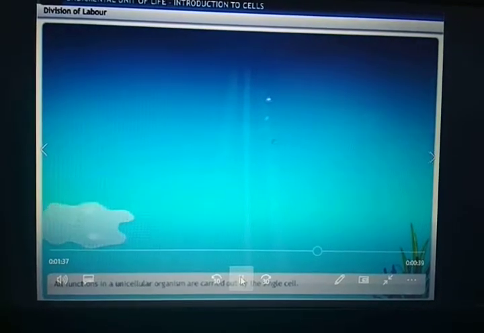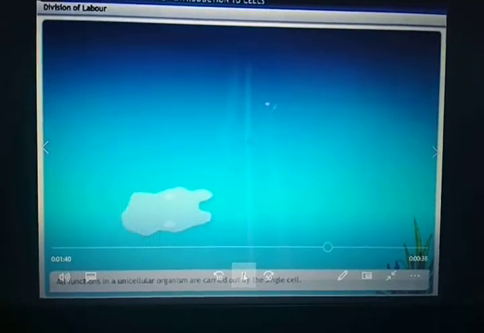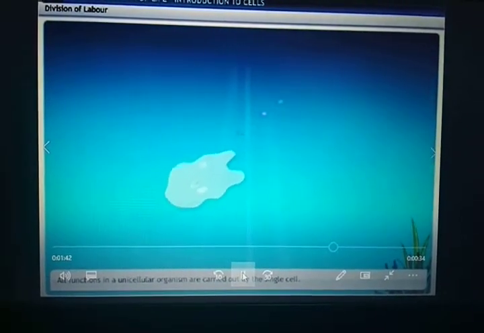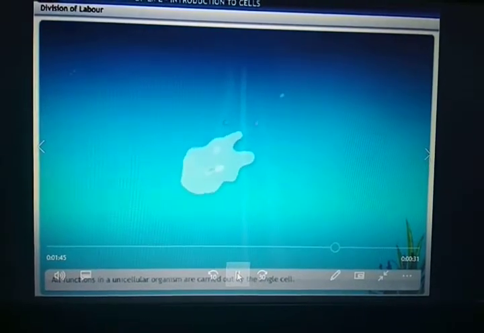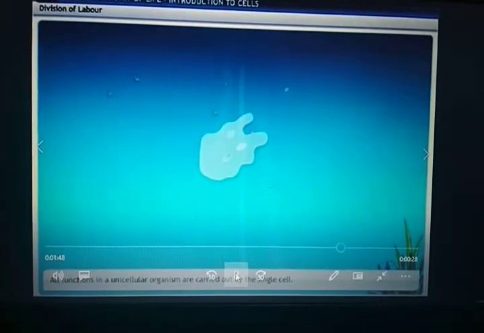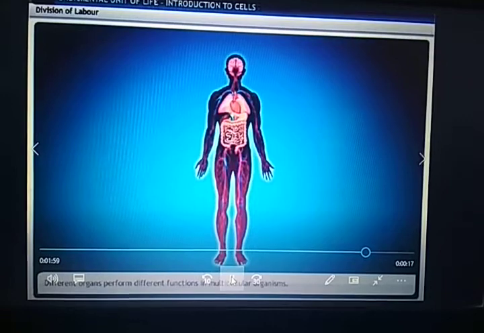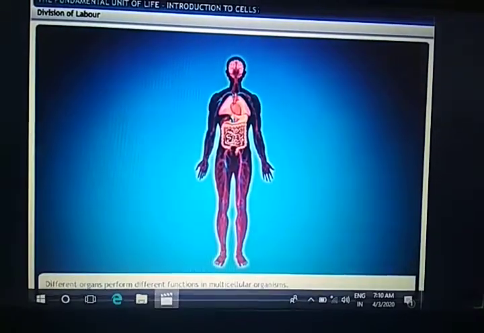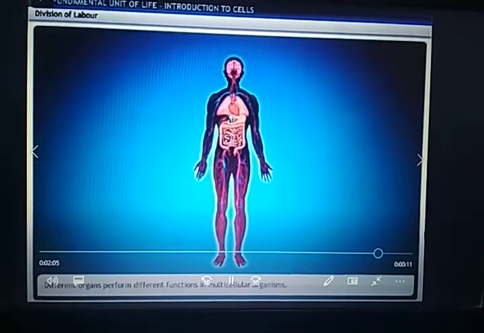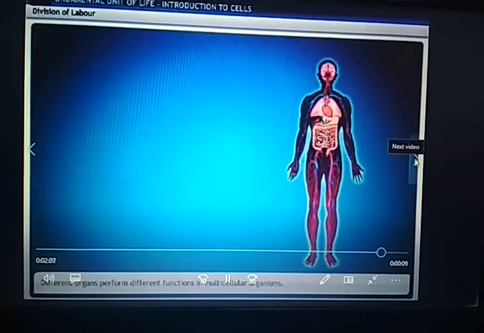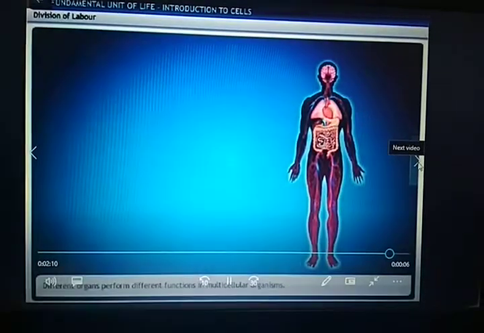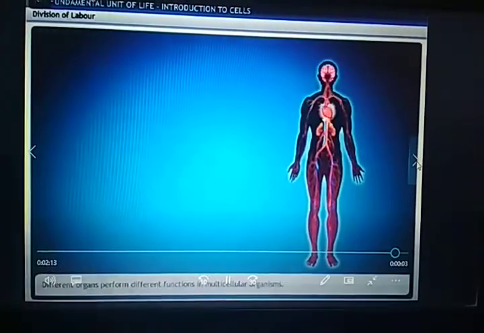Functions within a unicellular organism are carried out by the single cell itself. For example, in amoeba, a single cell is responsible for movement, intake of food, exchange of gases, and excretion. On the other hand, different organs perform different functions in multicellular organisms. For example, the human body has a heart to pump blood, a stomach to digest food, and kidneys to excrete waste.